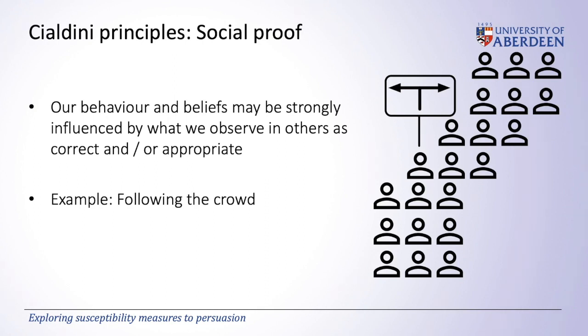Social proof refers to how our behavior and beliefs may be strongly influenced by what we observe in others as correct and/or appropriate. So in this example, let's say we want to persuade an individual to move towards the right. Assuming they are susceptible to social proof, we can persuade them to move in the direction we want them to by pointing out that others are also moving in this direction, and as such, this is the correct way to go.